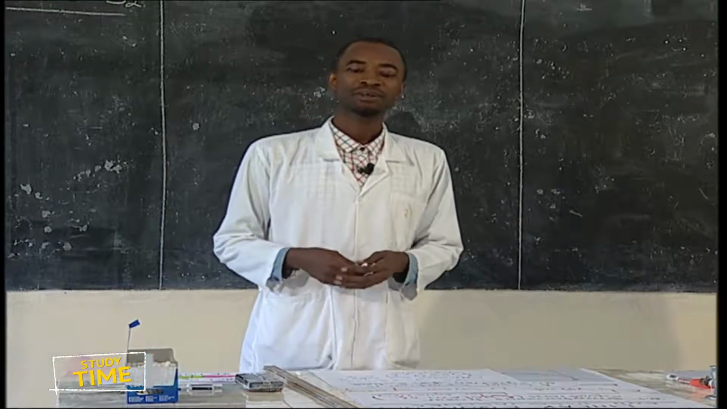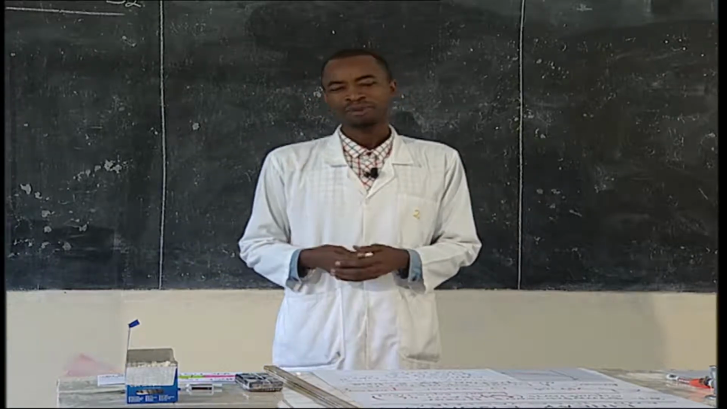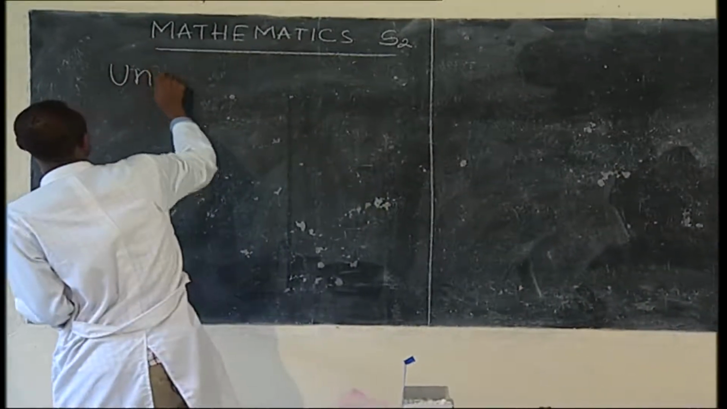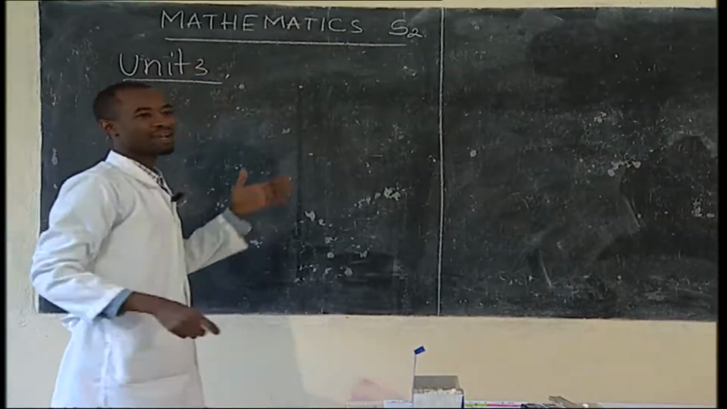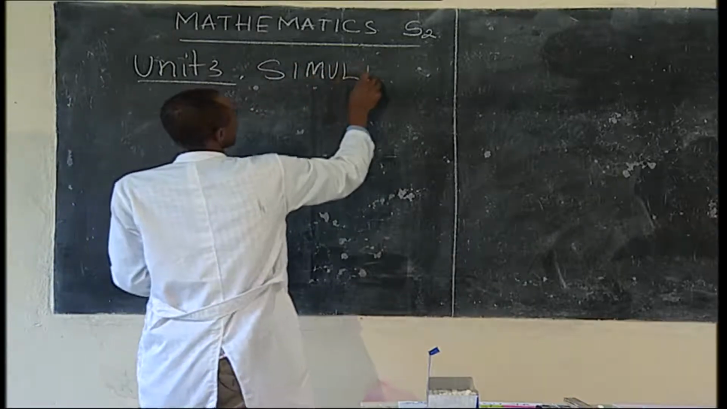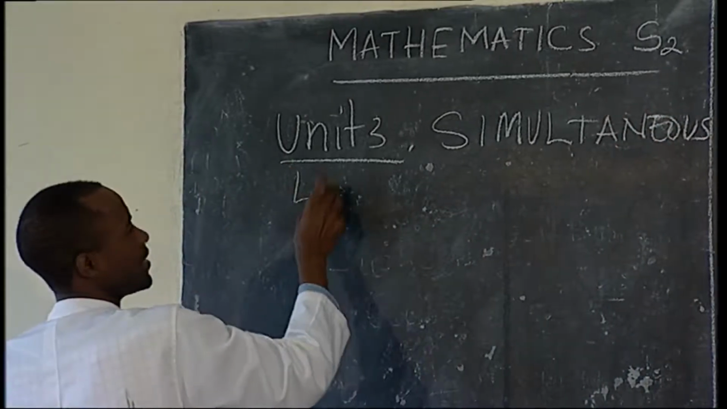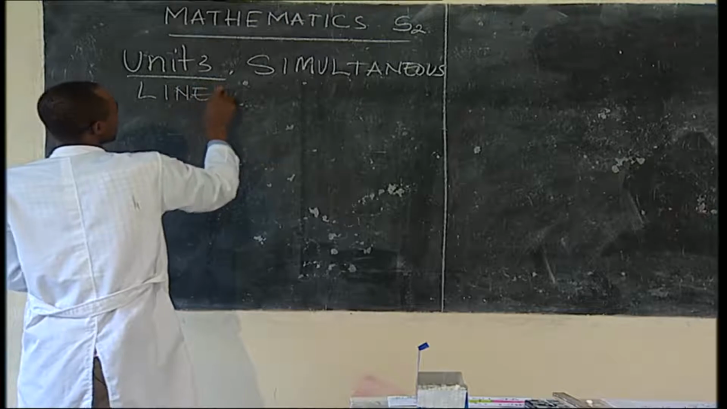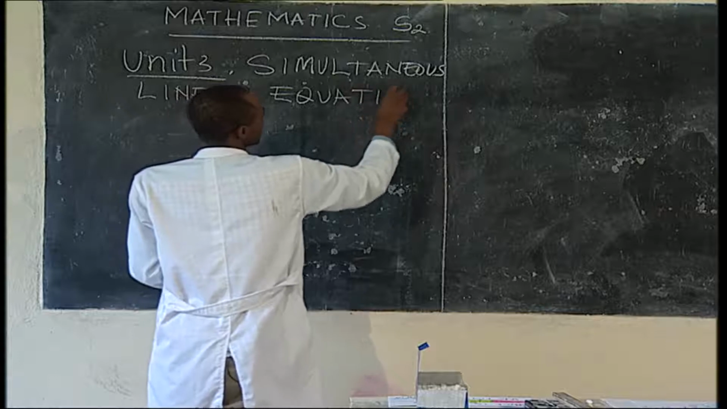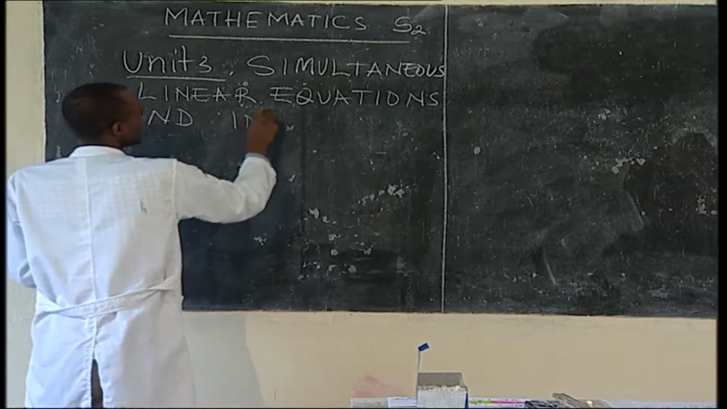Today we are going to learn together mathematics for Senior 2. Remember we are on unit number 3. And this unit is all about simultaneous linear equations and inequalities.